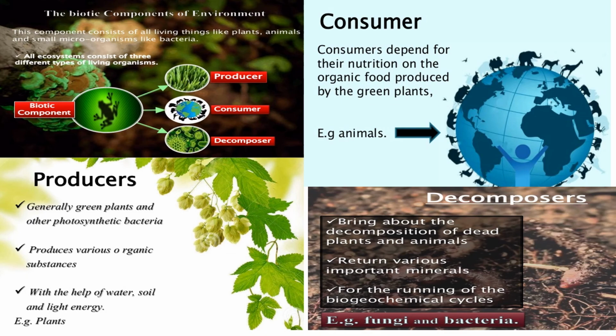Producers are generally green plants and other photosynthetic bacteria. They produce various organic substances with the help of water, soil, and light energy. Consumers depend for their nutrition on the organic food produced by the green plants. All the animals are the consumers. Decomposers bring about the decomposition of dead plants and animals and return various important minerals for the running of the biogeochemical cycle. Examples of decomposers are bacteria and fungi.